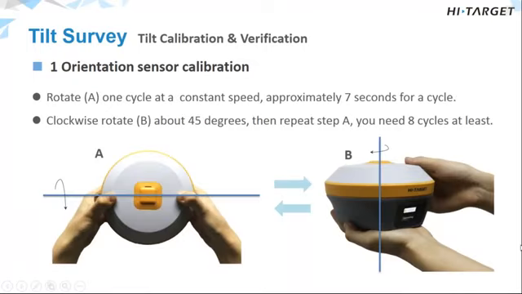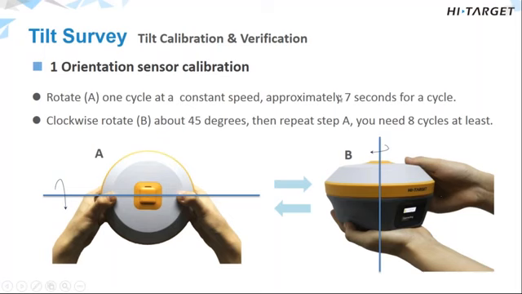So, how do we make the orientation sensor calibration successful? There are two pictures, picture A and picture B. Firstly, you need to do as in picture A. Rotate one circle at a constant speed, about 7 seconds per circle, and then you move to picture B. Please rotate clockwise about 45 degrees. Then you can repeat step A. You need about 8 circles at least.